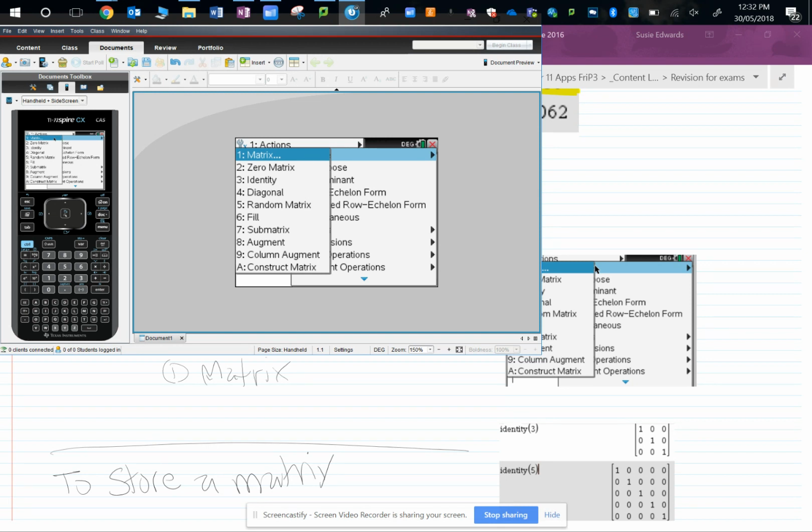That's the first one. But you can also create a zero matrix. You can also create an identity matrix. And you can use that, which is way easier than creating a matrix and putting in all the zeros and the ones.